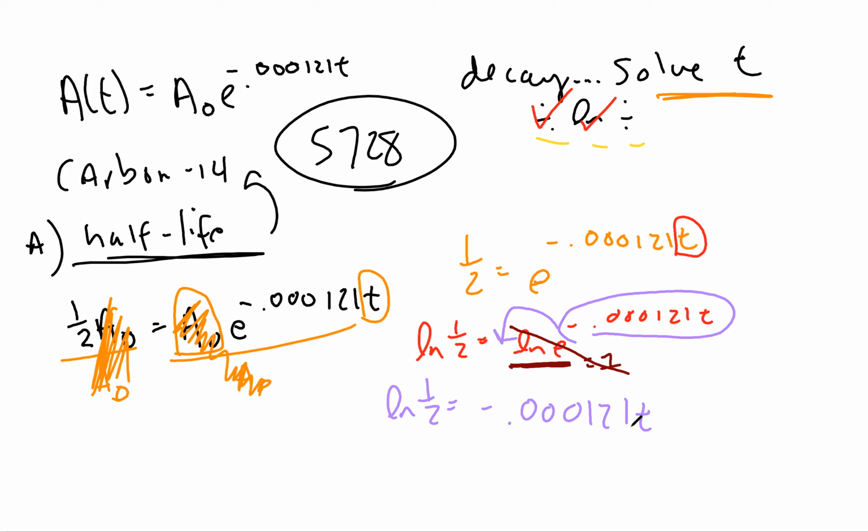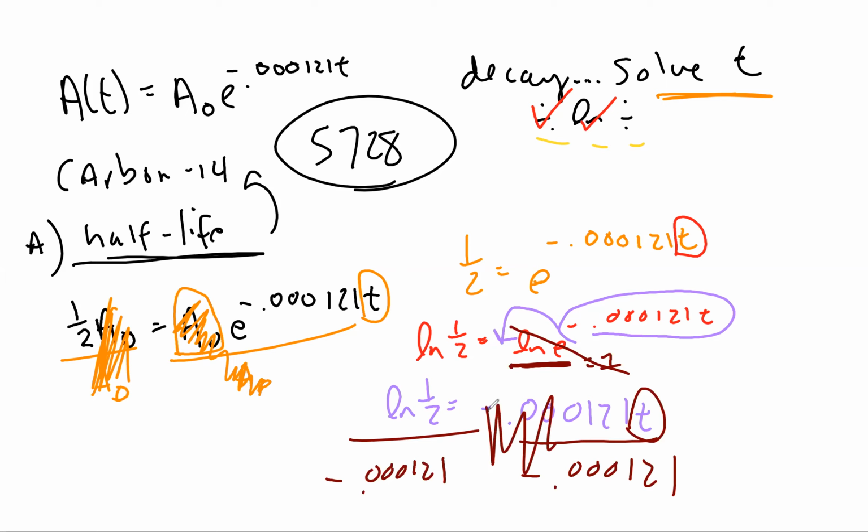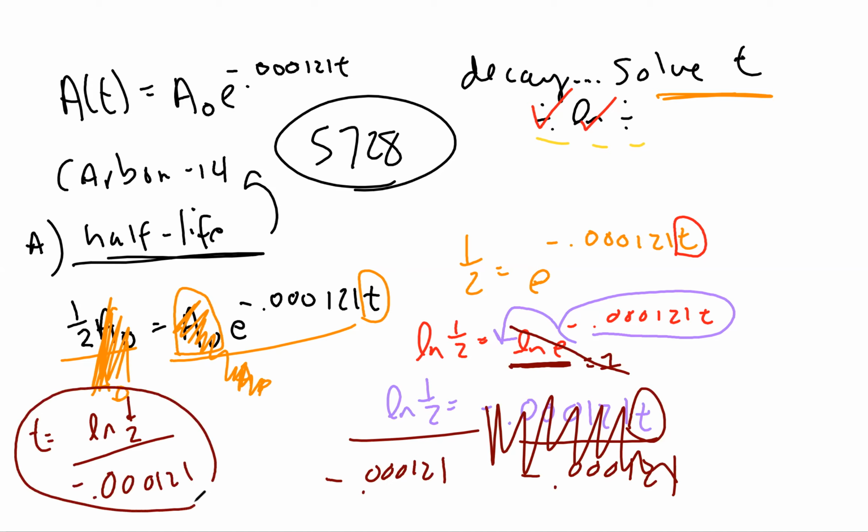And then I say, okay, here's t, and t is a normal number now. In this instance, t is being multiplied by negative 0.000121. And what is the opposite of multiplying by negative 0.000121? Divide. And what I do to one side, you have to do to the other. So my exact answer is t equals the ln of 1/2 divided by negative 0.000121. This is my exact answer.